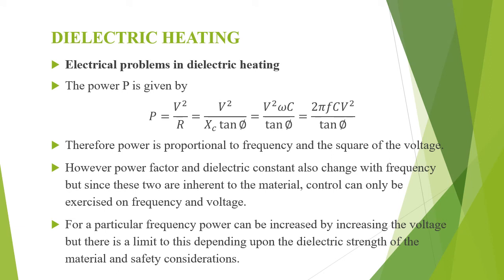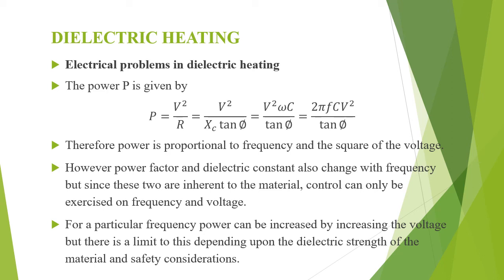Electrical problems in dielectric heating. The power P is given by P equal to V square by R. R is written in the form of impedance of the capacitor. So P equal to V square by Xc tan phi, and Xc is 1 by omega C. So P equal to V square omega C by tan phi, where omega is 2 pi f. Therefore P is 2 pi f C V square by tan phi. So power is proportional to frequency and the square of the voltage.